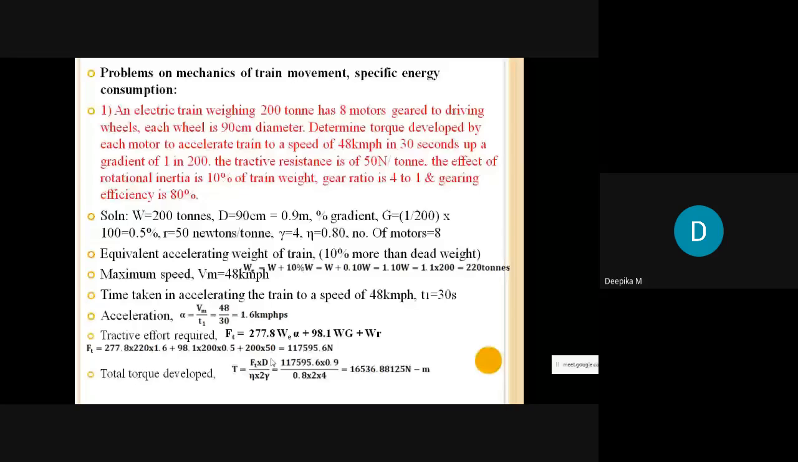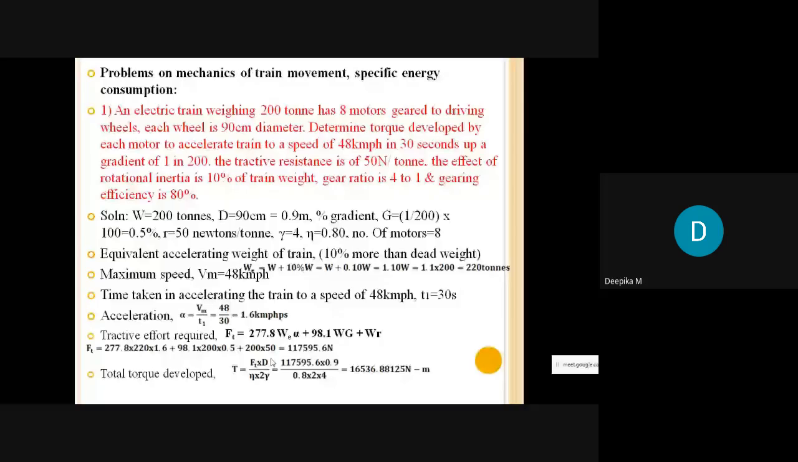So the total torque. Again, the formula is Ft into D divided by eta into 2 gamma. So let us substitute. Ft is 1,17,595.6 into D is 0.9. Sorry, this is not a distance. Don't confuse this. This D is the diameter, and the capital letter D, which will be used in the specific energy consumption formula and all, will be the distance. So please remember this. So here capital letter D is the diameter. Hence, we'll be using this formula. Hence, the total torque developed will be in Newton meter.